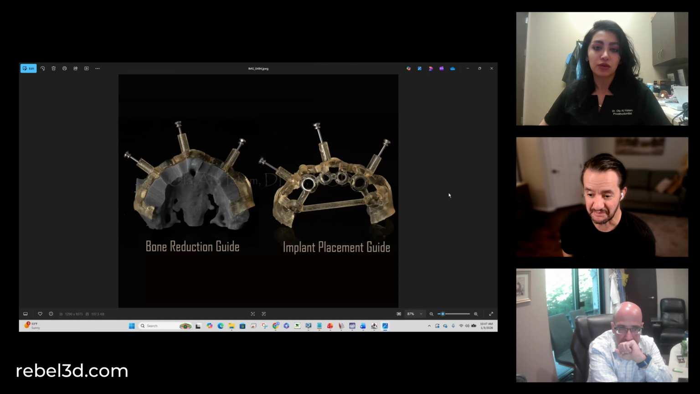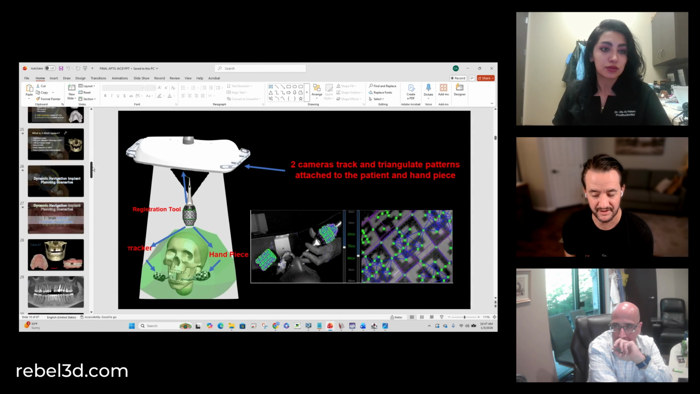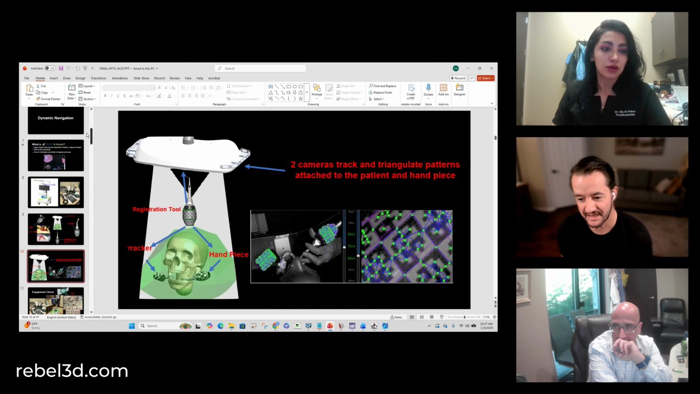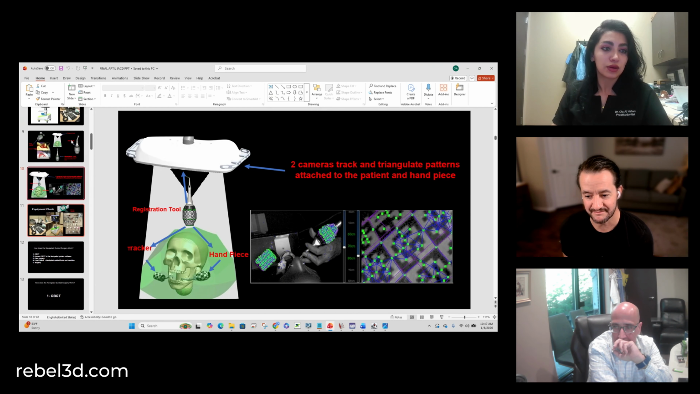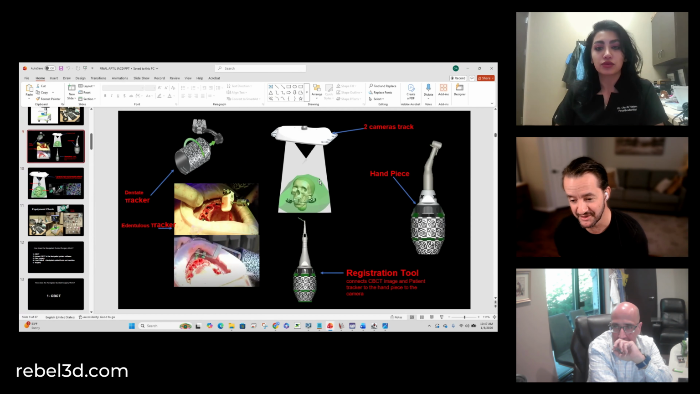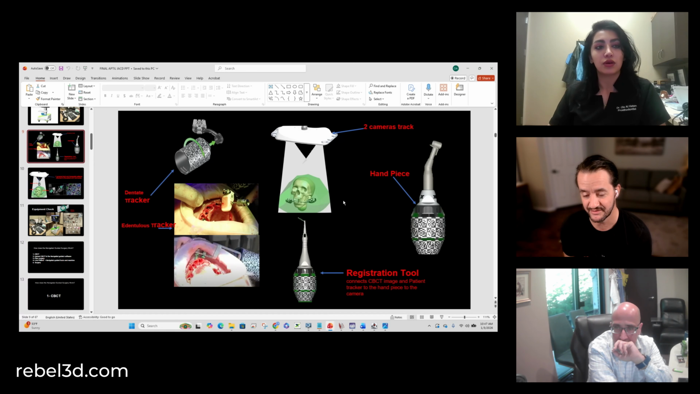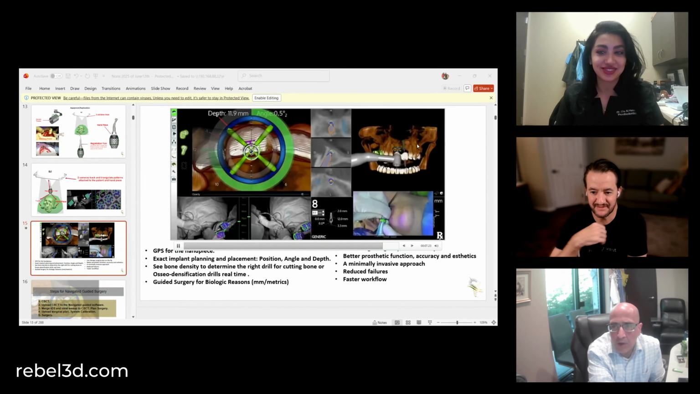Well, let's jump into dynamic navigation. Maybe pull up some slides and show us some of your workflow. And we should make a disclaimer here that XNAV is not paying us, not sponsoring us. They're not paying me. It's just currently, as of today, your tool of choice for dynamic navigation. Is that correct?